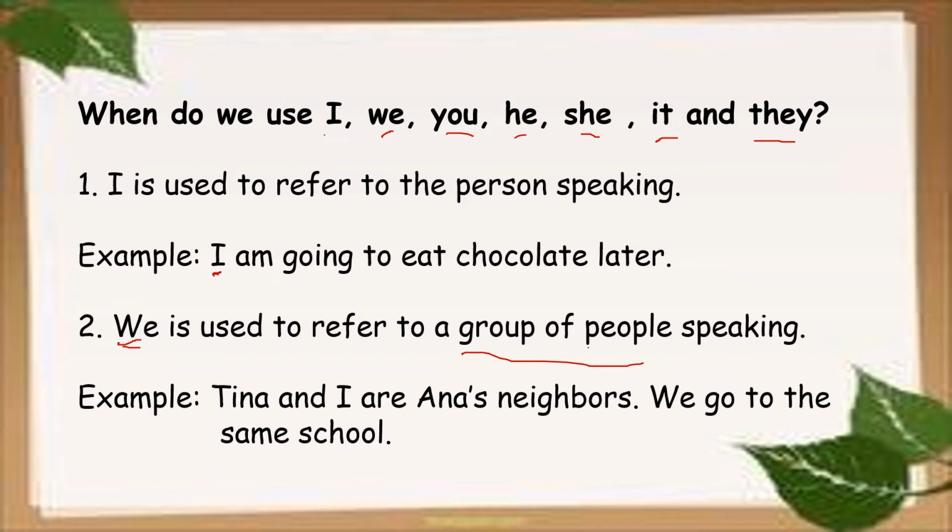For example, Tina and I are Anna's neighbors. So instead of repeating these names, like Tina and I are neighbors, Tina and I go to the same school, we replace Tina and I with the pronoun we. So that is how we are going to use the pronoun we.